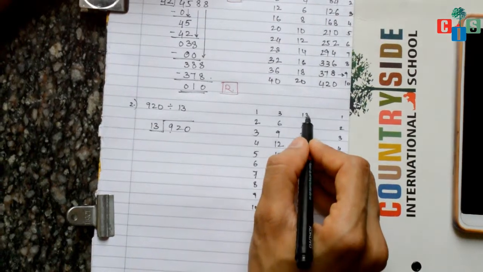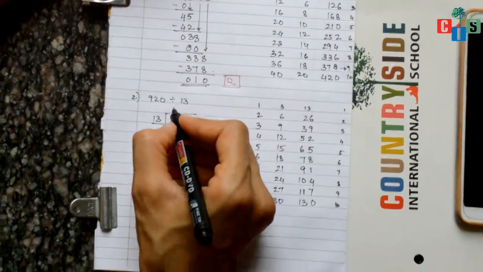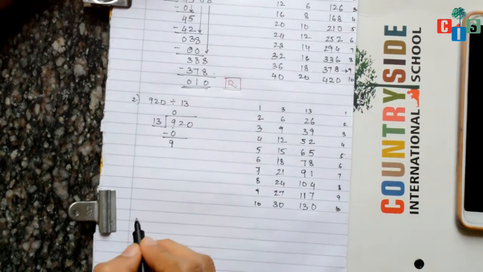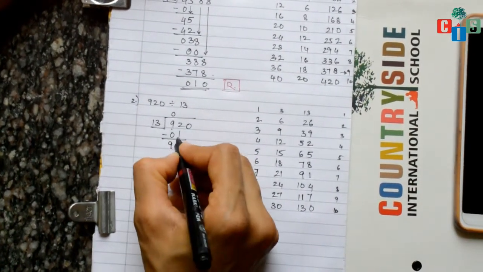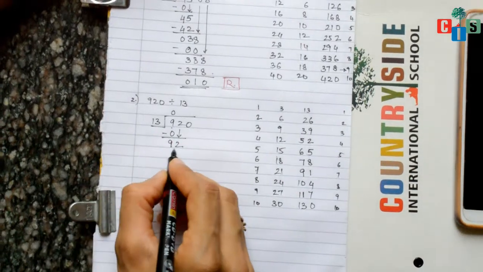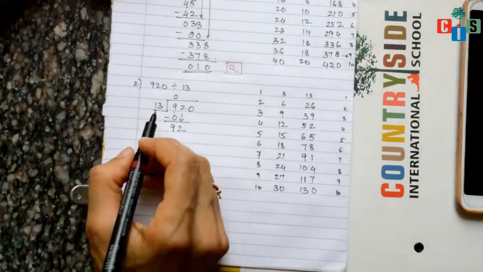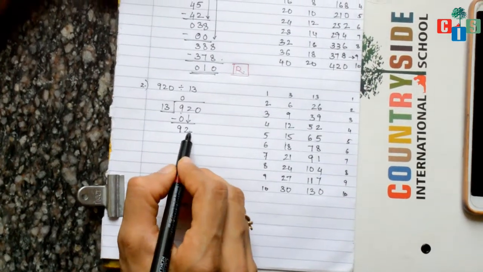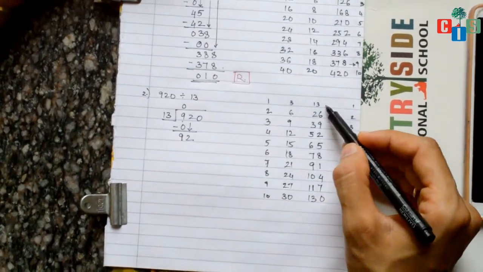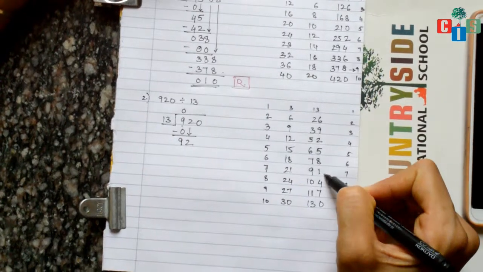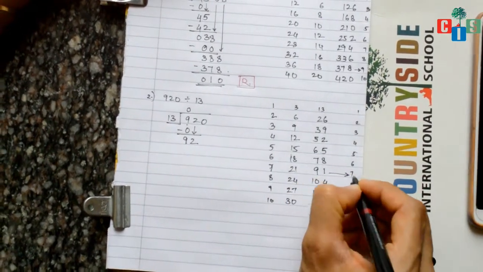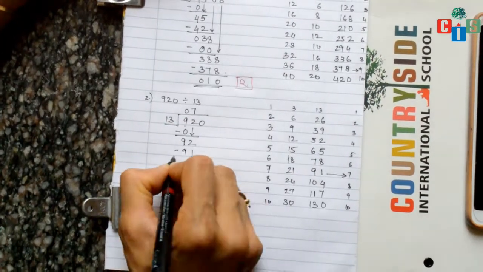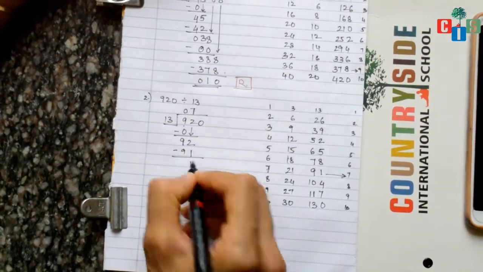See, 13 zeros are 0, 9 minus 0 is 9, fine. Now I'll bring this 2 down. Now I have 92. How many times does 13 go into 92? You have to see the number which is less than 92. Let's see, I have 91, so this is the better option. So 13 sevens are 91. So 92 minus 91 is 1.